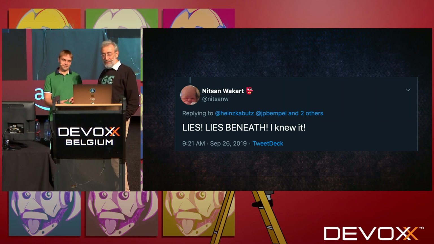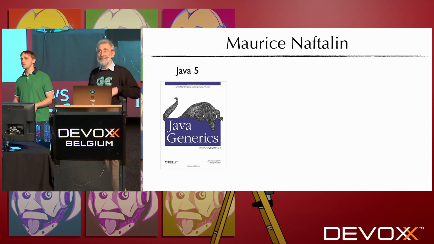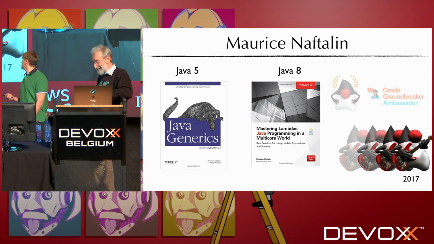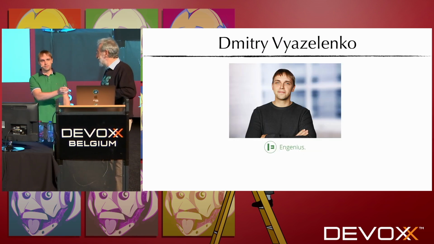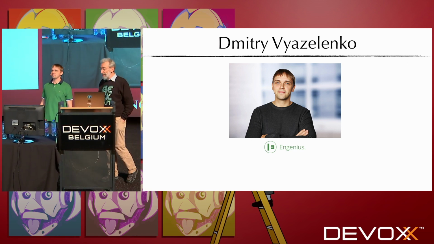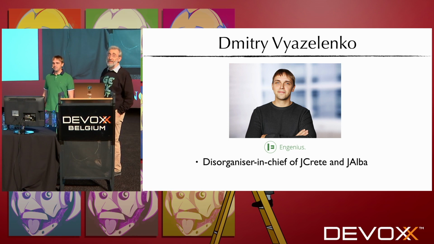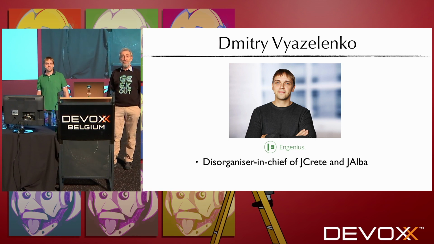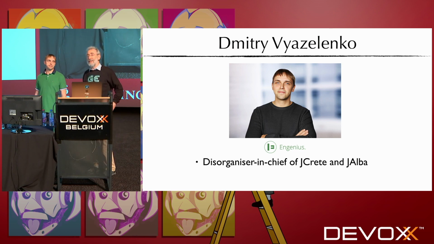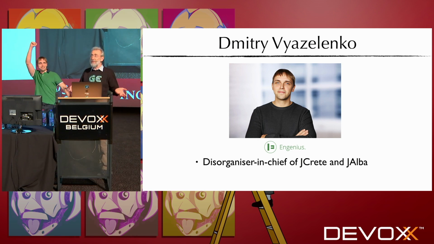Okay, so just to introduce ourselves briefly. Well, this is Maurice Naftalin. He tends to combat his insecurities by writing books and becoming champions of sorts of leagues and stuff. He's all that, but... I introduced Dmitry. So Dmitry is a software engineer, and he works for Ingenious, and he is, amongst other things, the disorganizer-in-chief of two unconferences that you may have heard of. One of them, JCrete. Almost everybody's heard of JCrete, and Dmitry is the hero of JCrete.